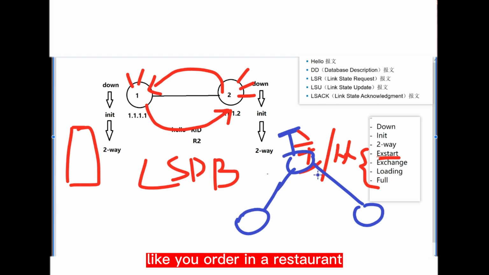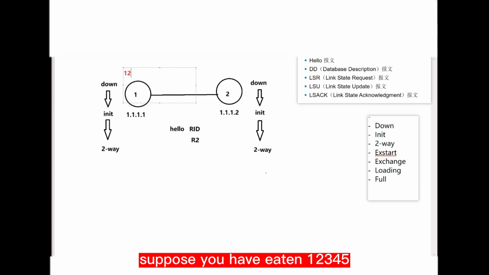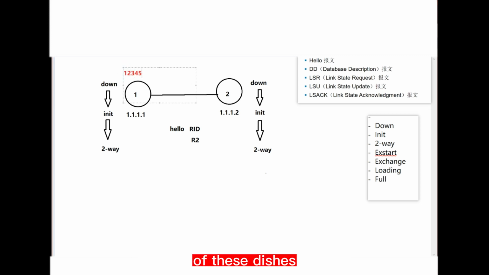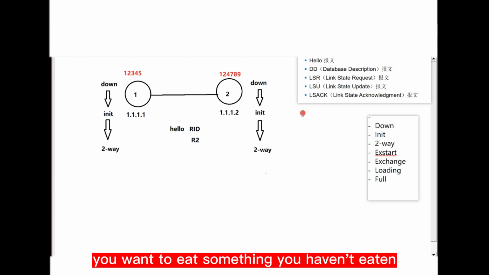Like you order in a restaurant. This is you. This is the man from the restaurant. Suppose you have eaten 12,345 of these dishes. There are 124,789 of these dishes in the restaurant. You want to eat something you haven't eaten.